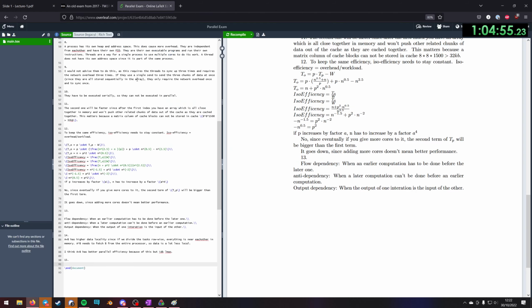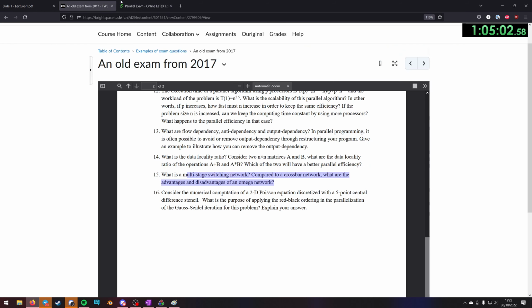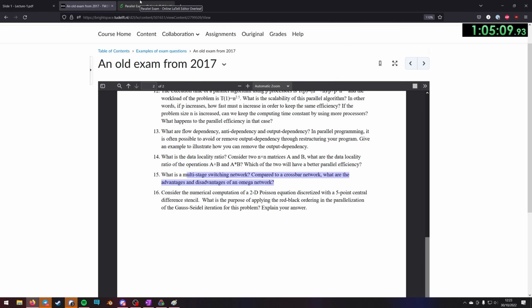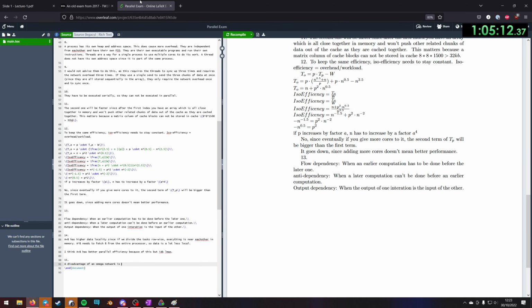I know for sure the disadvantages of an Omega network, what I remember, but maybe I'm wrong. What are the disadvantages of an Omega network? Oh yeah, we mentioned this collision thing, right? Yeah, you might get collisions since only a part of the mappings can be done in parallel.